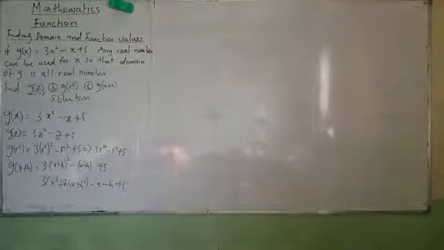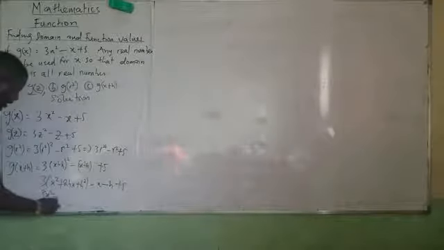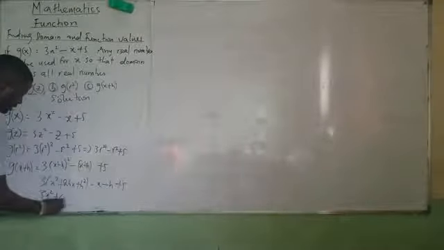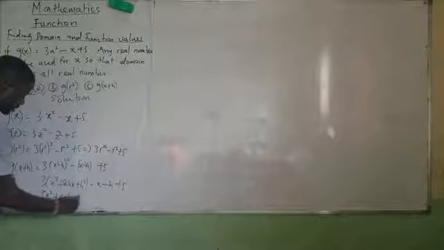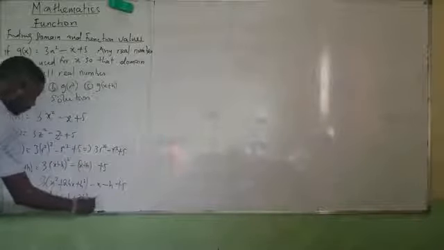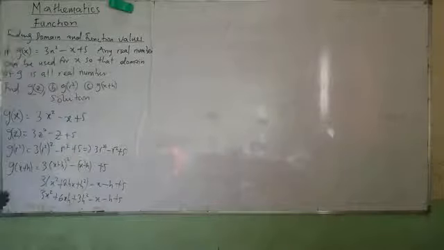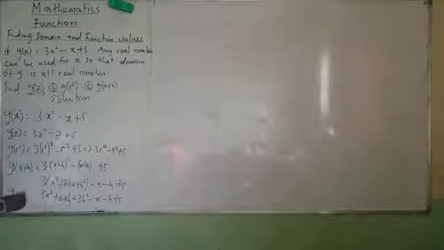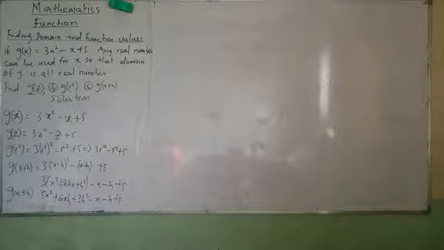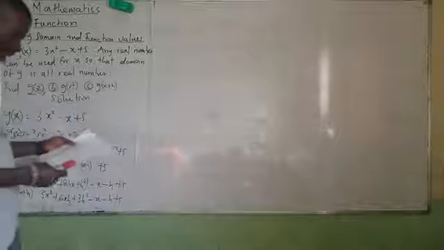Now I will have 3x squared plus 6xh plus 3h squared minus x minus h plus 5. That is all about that. It means my g of x plus h equals that. That is what I mean there. Now, another question can be asked also. There are some questions there.